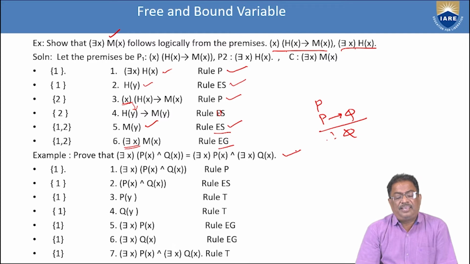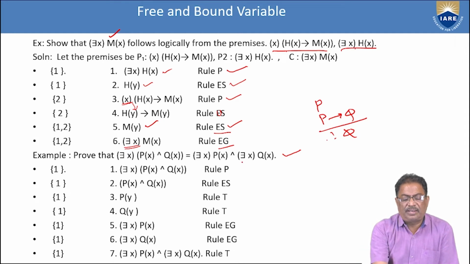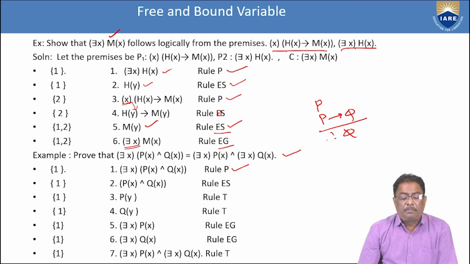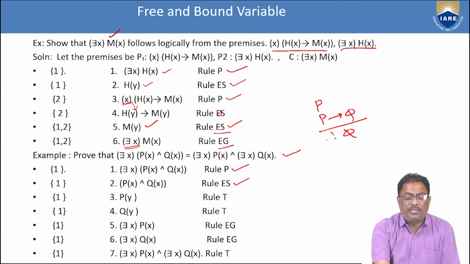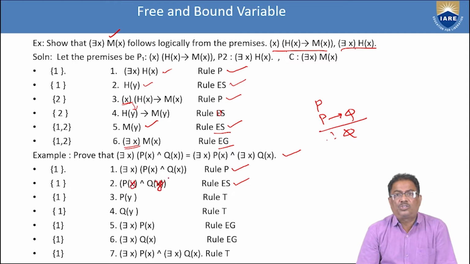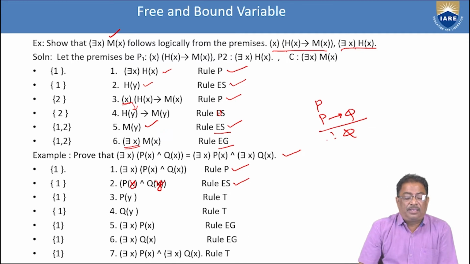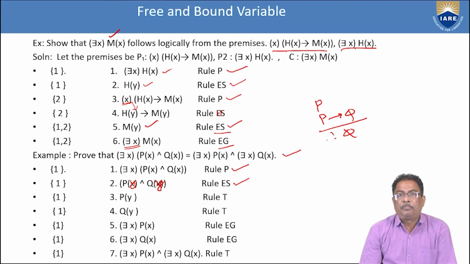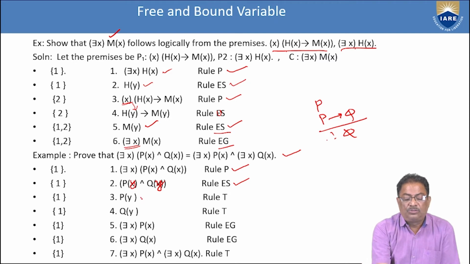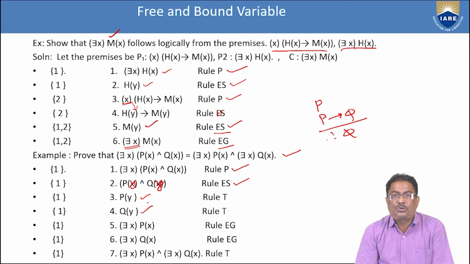Now, let us consider the second example. Prove that there exists x, p of x and q of x, is equal to there exists x, p of x, and there exists x, q of x. So now, this is the given. The left hand side, we are just going to take this as the given premise. Then we are going to particularize this, that is the existential specification. If you want to take it as y also, no problem. This is y and this is y. Let us say, because we have to show the difference between here and here, it is true for at least one, and that one is a y we are taking. Then this is p of y and q of y. So, this is a conjunction.